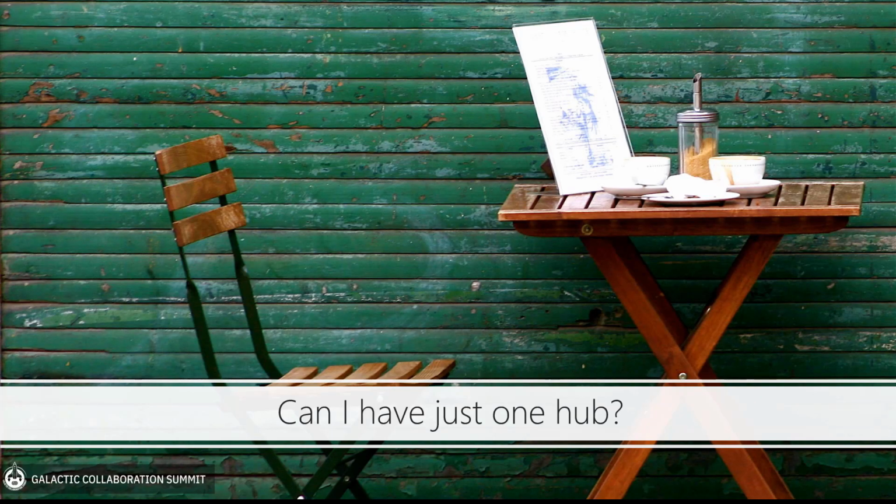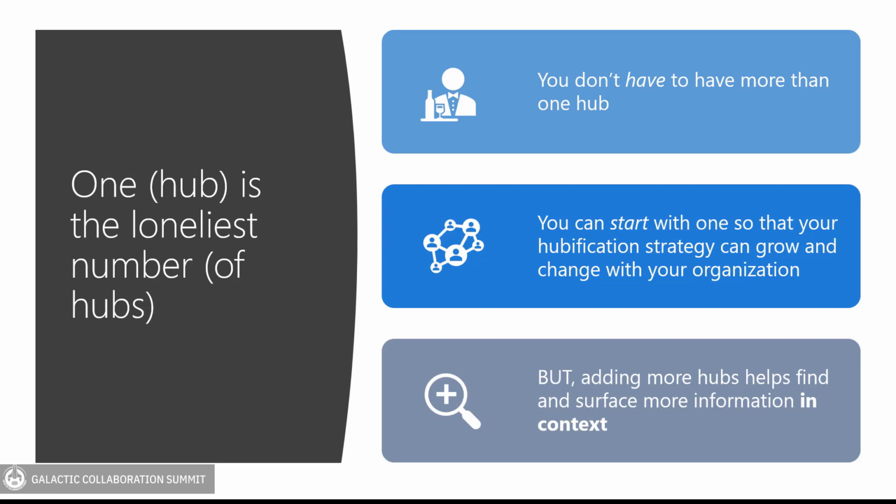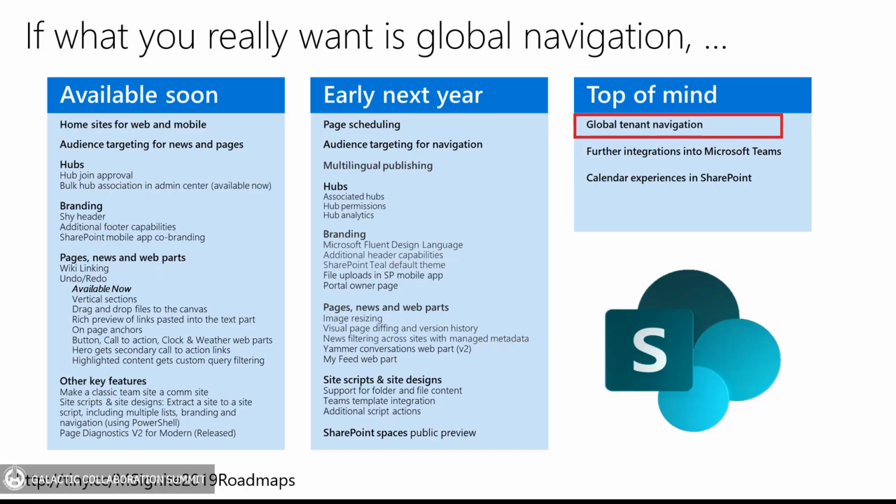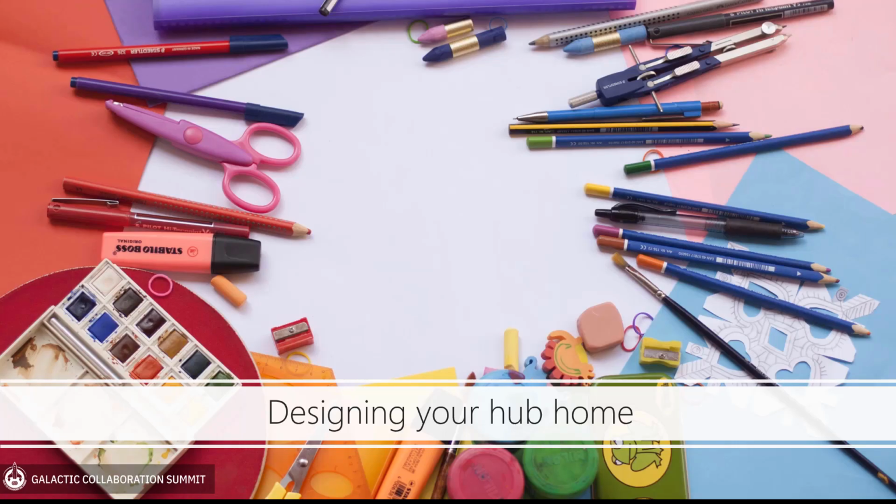People often ask, can I only have one hub? And the answer is, sure, you could have one hub for your entire organization. The real question is, why are we doing that? You don't have to have more than one hub, and you could certainly start with one hub. But having more than one hub allows you to find and surface more information in more contexts. One of the reasons people often think they would like to just have one hub is because what they really want is global navigation. And if global navigation is what you really want, you may want to think about what's on the roadmap coming from Microsoft.